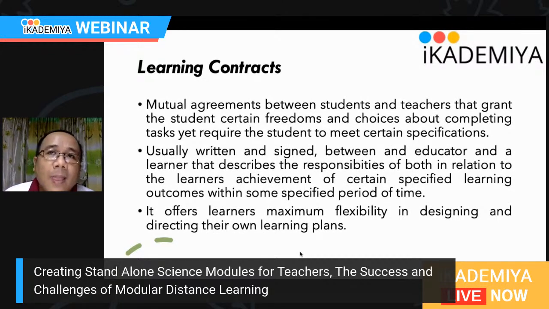Let's say, for example, you want the activity to be done after 2 days. You must include in your learning contract that students must do this after 2 days. By doing so, you're creating a strong communication between the teacher and the student about how things are going in your module. So take note, before giving modules, you must have a learning contract signed by the teacher, signed by the parent, and signed by the students.